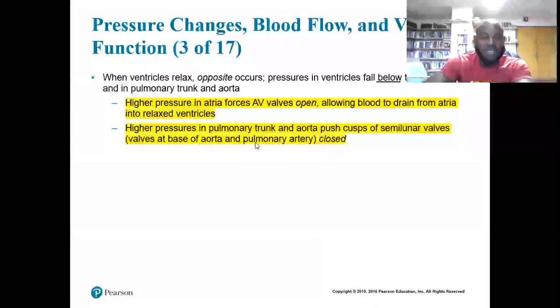Hopefully that all makes sense. When the ventricles relax, the opposite occurs. Pressure in the ventricles falls below those in the atria and in the pulmonary trunk and the aorta. Now the higher pressure in the atria forces the AV valves open, allowing blood to go from the atria to the ventricles. Higher pressure in the pulmonary trunk and aorta pushes the cups of the semilunar valves closed.